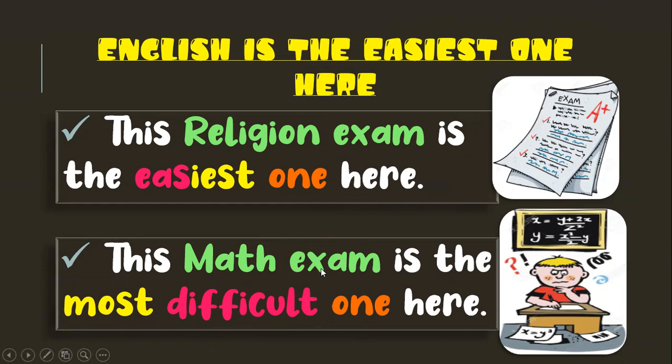As you can see, in this case, we are using the word most. In the first sentence is the word, but it's written in a different way. Best, easiest, most. So why, Miss Danai? Because the adjective difficult has 3 syllables. Difficult, 3 syllables. So one more time, this math exam is the most difficult one here.